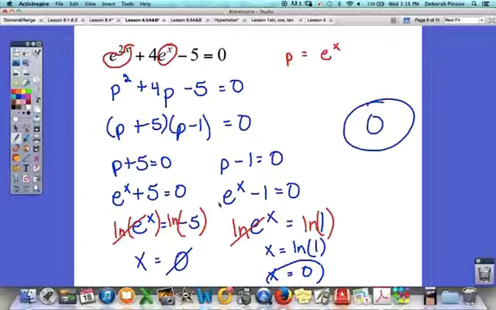All right, now in 8.5b, we're going to look at solving logarithms. This is solving exponentials here in part A. All right, so we'll stop right there.